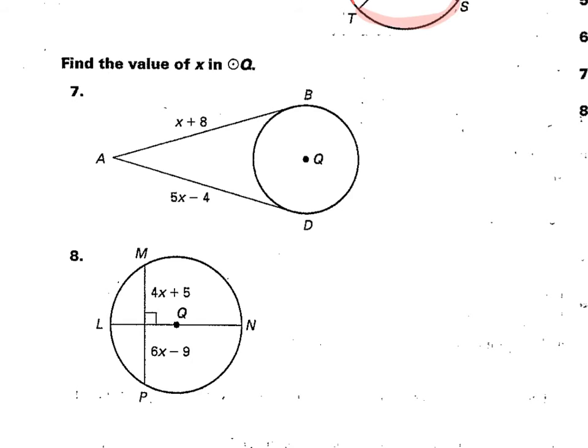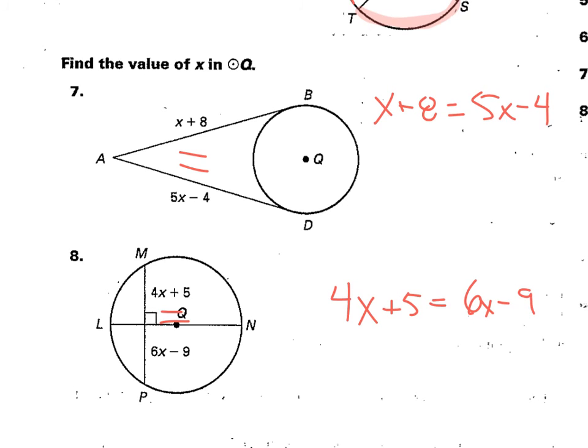Numbers 7 and 8, we're to figure out the value of x. All we have to do is set these two up equal to one another. So you're going to have x plus 8 equals 5x minus 4. Solve for x. And down here, 4x plus 5 equals 6x minus 9. Solve for x.